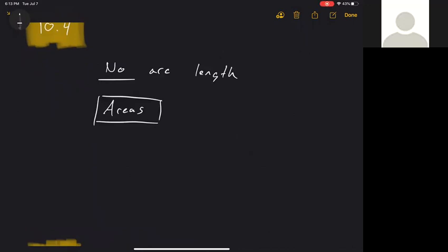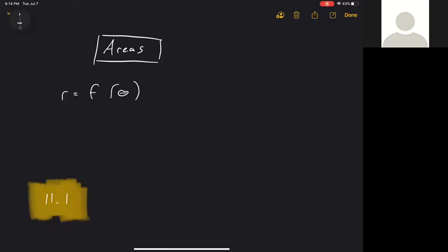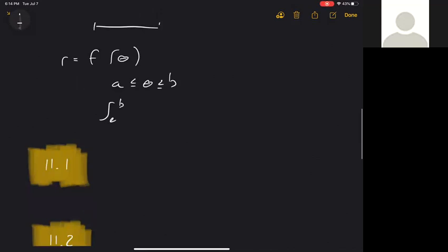So remember the formula, okay? If I have r as a function of theta, this polar equation, and I want to find the area enclosed by the curve in between two angles, for theta between A and B, what is that? That's going to be the integral from A to B of 1/2 f(theta) squared d theta. Okay, so remember your formula.